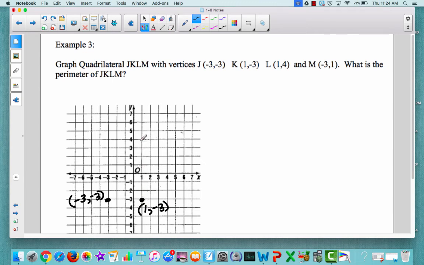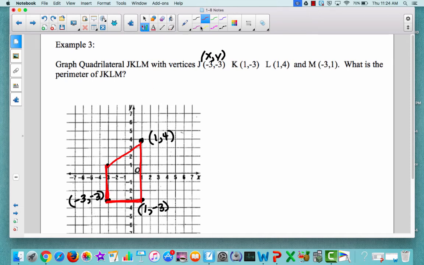So I'm going to go all the way up to 4 up here. And I'm going to label it 1, 4. And then negative 3, 1. So negative 3, 1 is right here. Remember, all coordinates are in the coordinate point xy, so they're in the form xy. All right, so now I'm going to connect them. So I have this nice figure. It's a 4-sided figure that looks something like that.